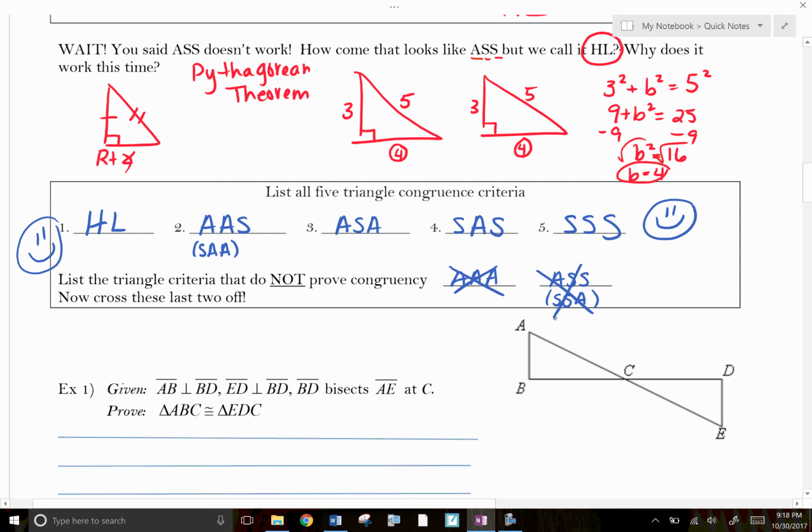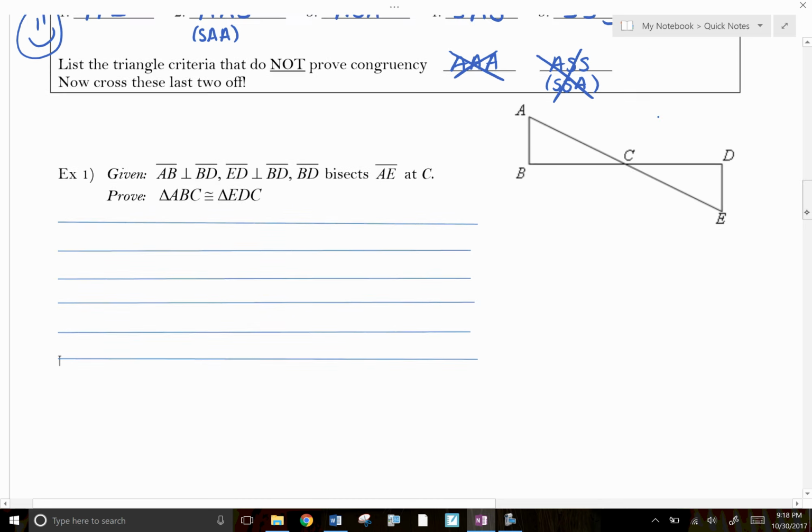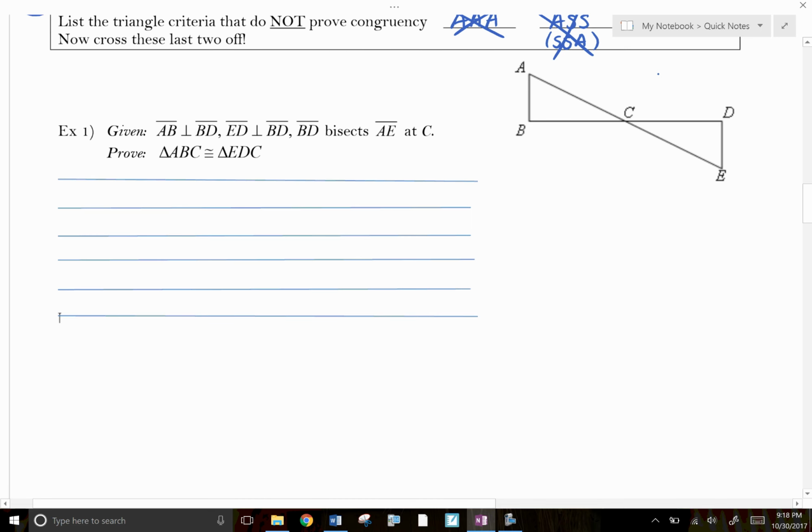Don't write them down. You won't get credit. They don't work. And the reason they don't work is they make too many different types of triangles. These on top all make unique triangles. These on the bottom could make different triangles. All right, let's do some proofs. Make sure you understand how these work, and then we are done. All right, I'm aiming for 15 minutes or less here.